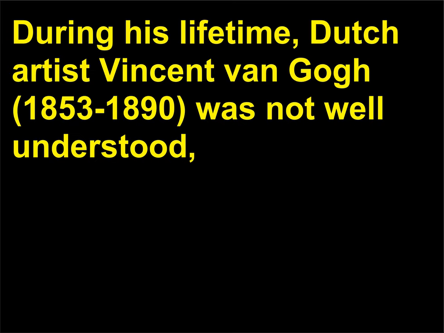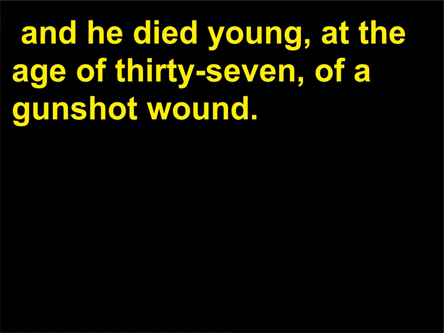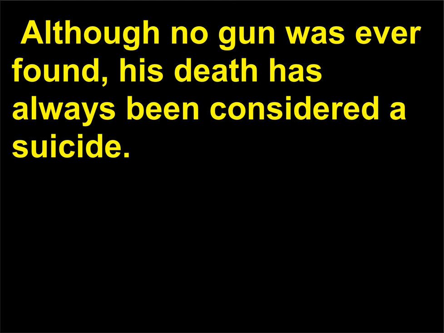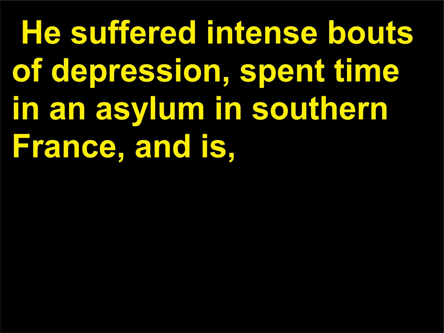During his lifetime, Dutch artist Vincent van Gogh, 1853-1890, was not well understood, and he died young, at the age of 37, of a gunshot wound. Although no gun was ever found, his death has always been considered a suicide. He suffered intense bouts of depression, spent time in an asylum in southern France, and is, of course, famous for cutting off his own ear, though this story has its critics.